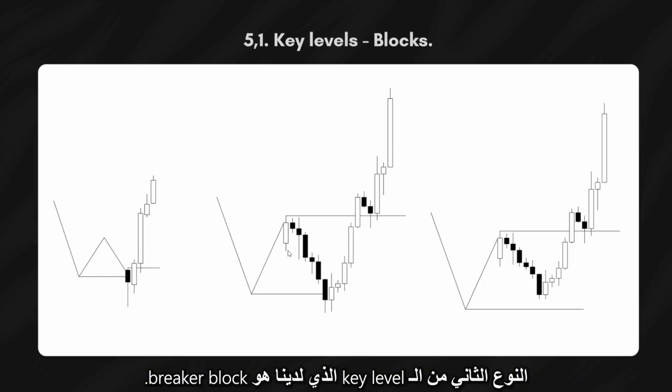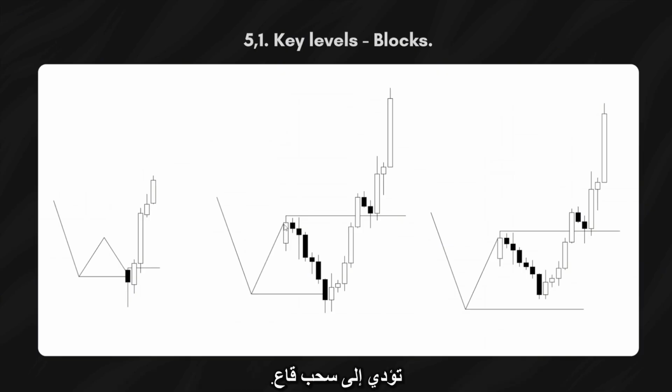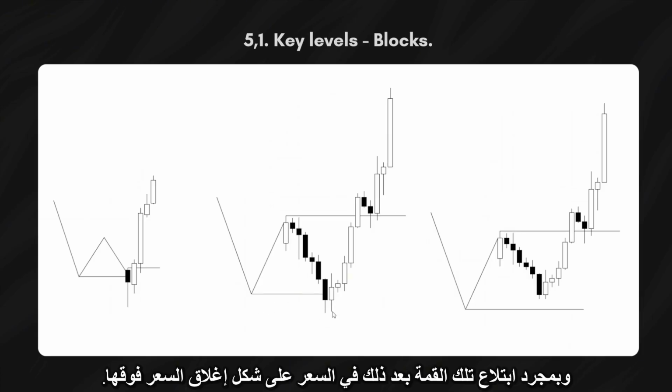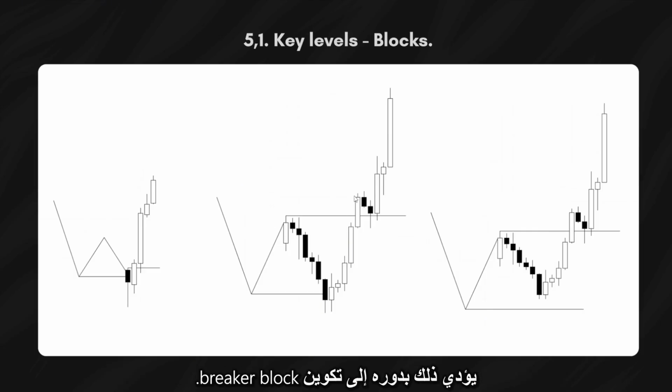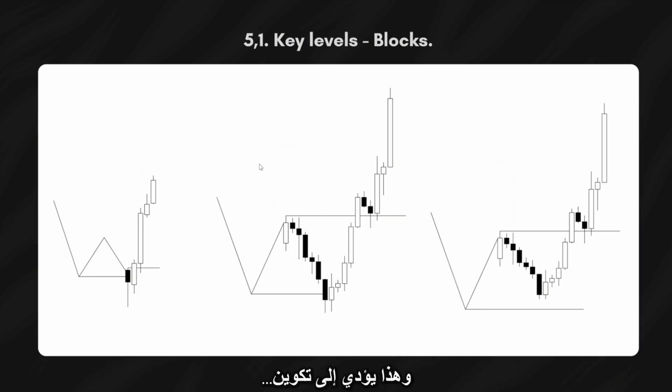The second type of key level that we have is a breaker block. A breaker block is a candle or a group of candles at a swing high that leads to a low being taken out, and once that high then gets engulfed in the form of price closing above it, that in turn leads to the formation of a breaker block. In a bearish example, a breaker block is a low that takes out a high and then that low gets engulfed. That leads to the formation of a bearish breaker block.